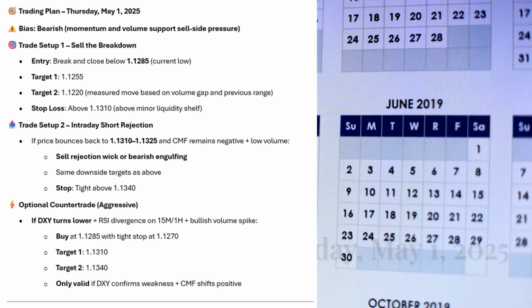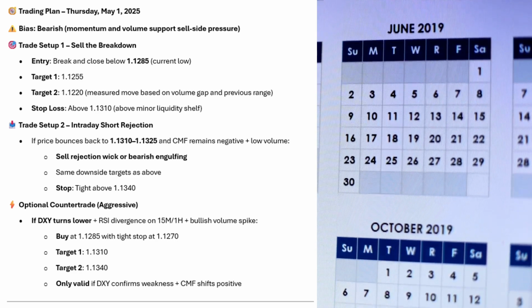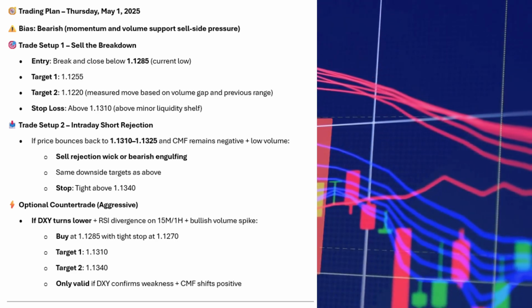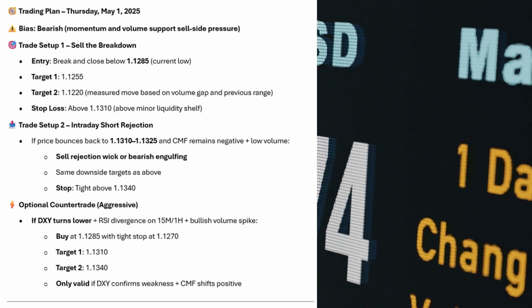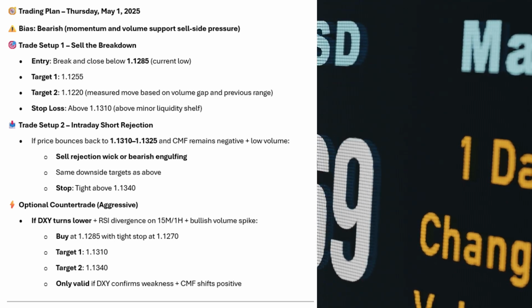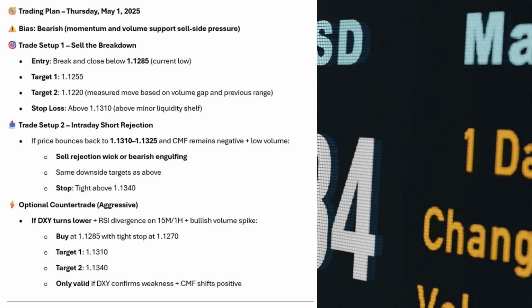Alright, here's the trading plan for Thursday, May 1st, 2025. The bias is strongly bearish. The combination of negative money flow, rising bearish volume, and thin liquidity really confirms it.